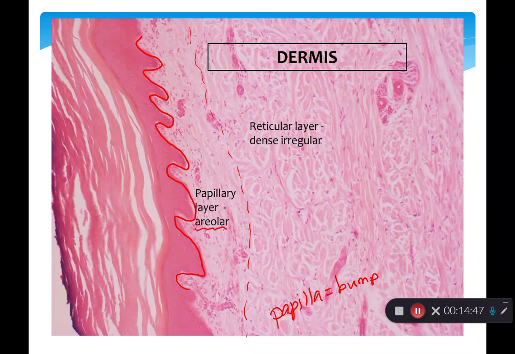The tissue type is areolar. The reticular layer is the other 80% of the dermis, and that is dense irregular connective tissue. And again, this is a big sweat gland.